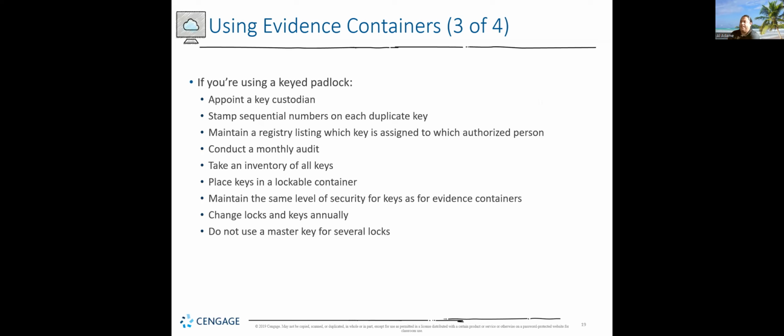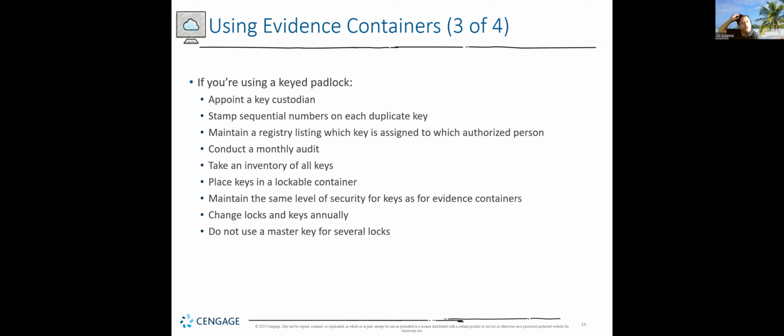Yeah, that's part of security. Conduct a monthly audit: who has their keys, who lost their keys. If you lose your keys, what's the penalty? Take an inventory of all the keys. Place keys in a lockable container, so they would only get the keys when they need them, and they would check them out. You would log it. Maintain the same level of security for the keys as for evidence lockers.